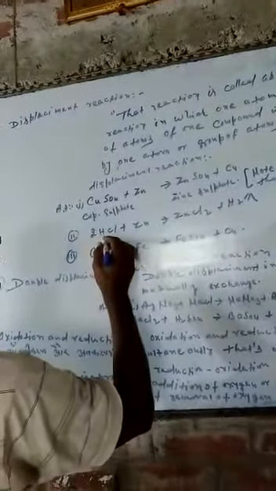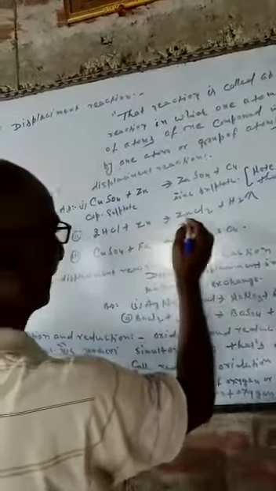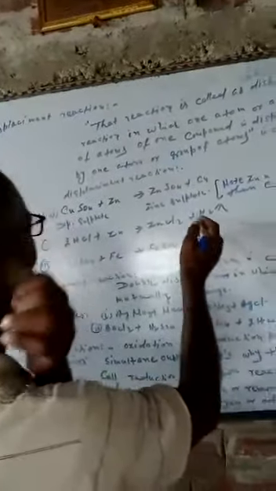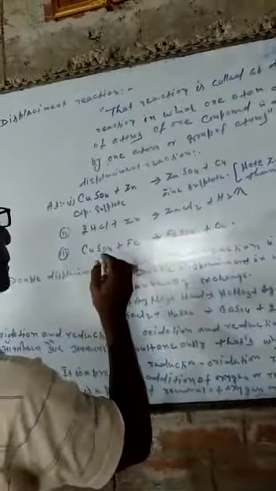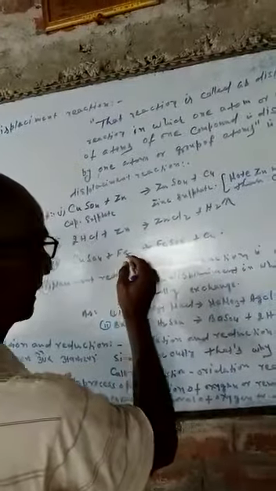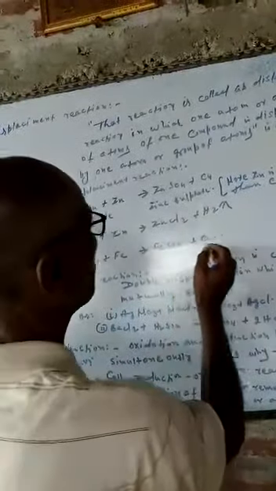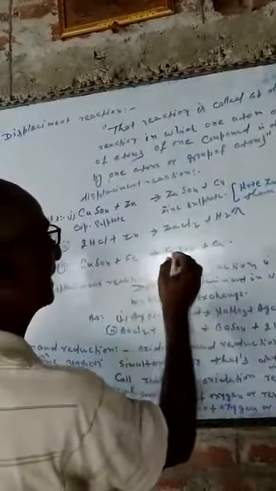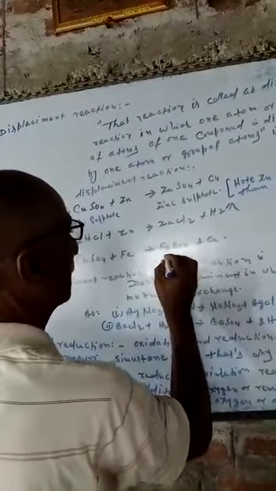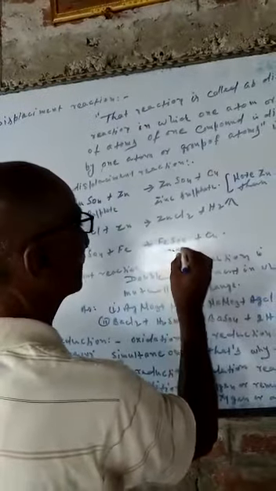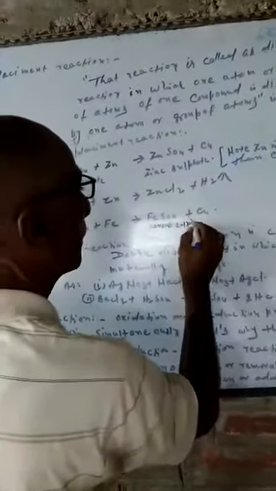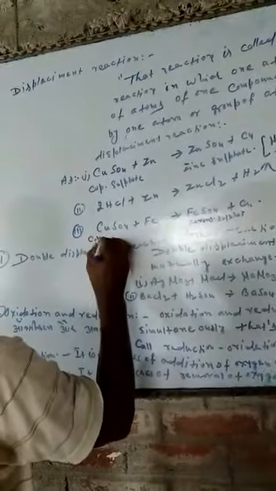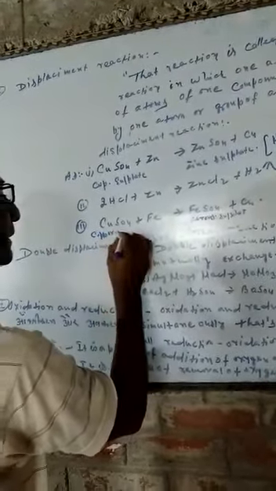Second, 2HCl plus Zn gives ZnCl2 plus H2, hydrogen gas. Third, copper sulfate plus iron, Fe, gives FeSO4 plus Cu. Copper sulfate plus iron is equal to ferrous sulfate plus copper.